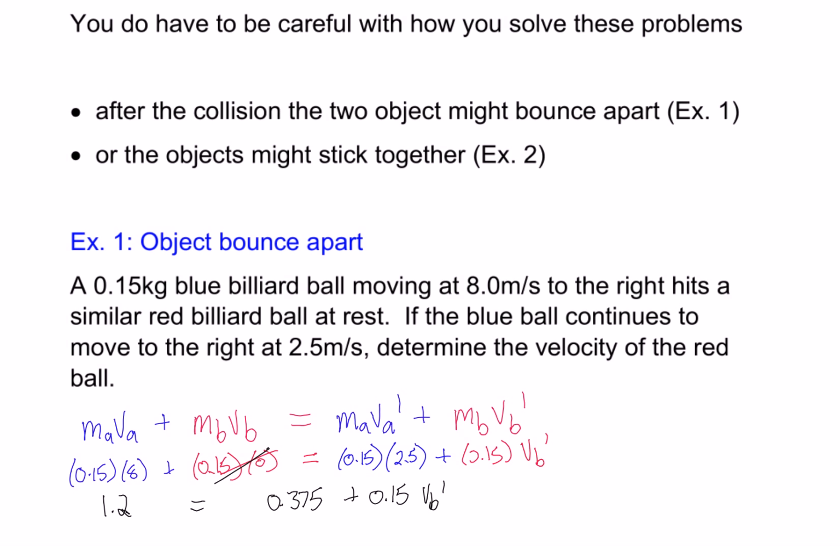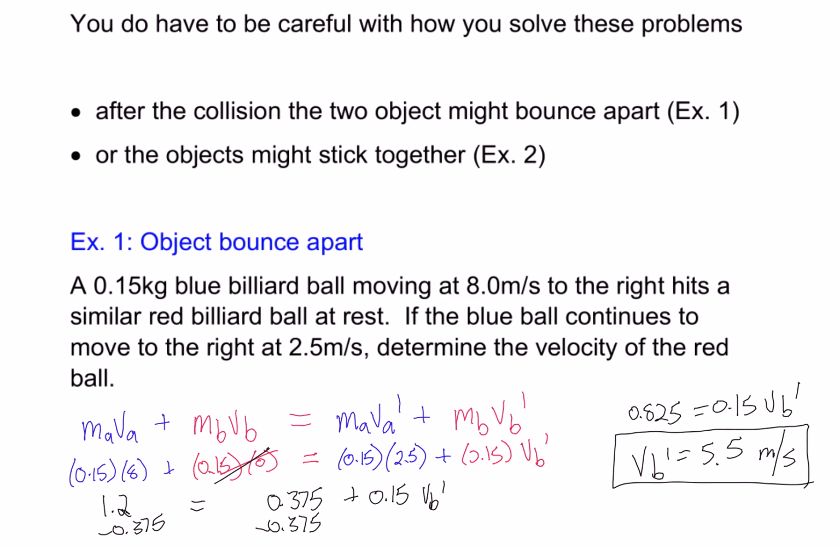So if we do the math, let's subtract the 0.375. So 1.2 minus 0.375 gives us 0.825. And we're going to divide by 0.15. And that gives us a final answer of 5.5. And since we're looking for velocity, that is meters per second.